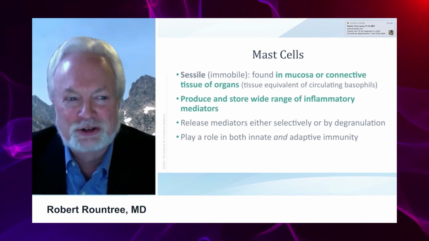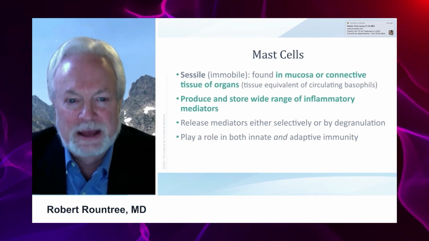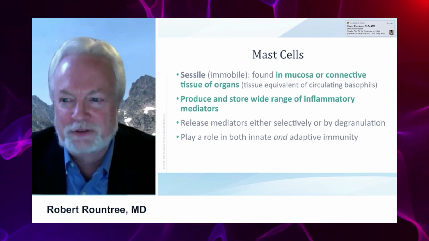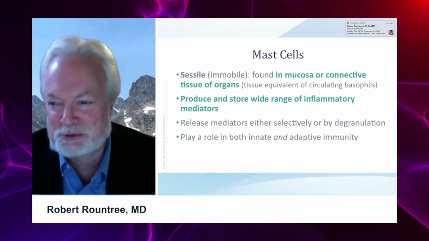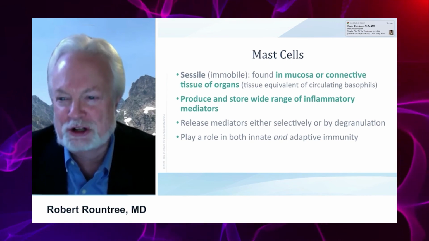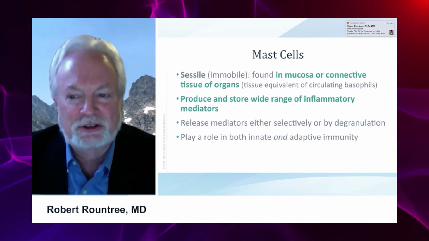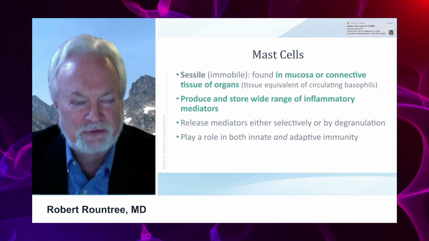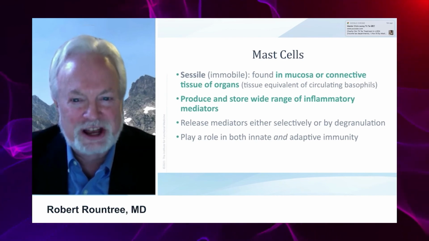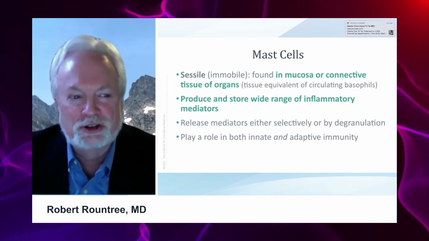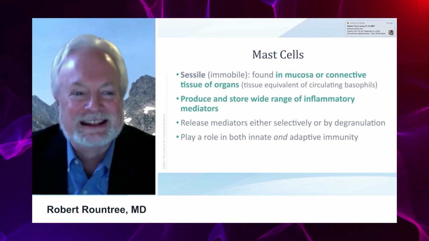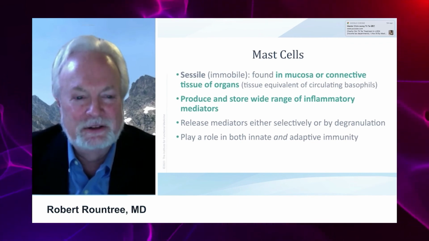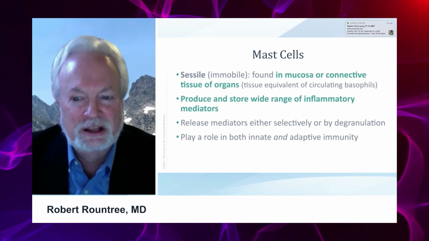They're very, very interesting cells. Mast cells are basically the tissue equivalent of basophils. They're not exactly the same cell as basophils, but they functionally do a lot of the same things basophils do. The difference is that mast cells are sessile. They're found in the mucosa, connective tissue. They're found in the skin. They're embedded in the connective tissue of the skin.